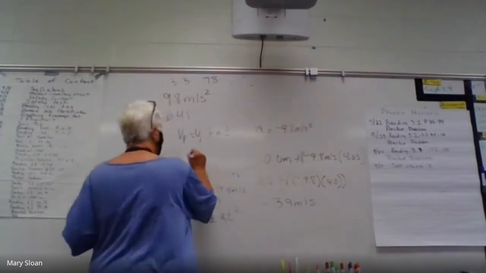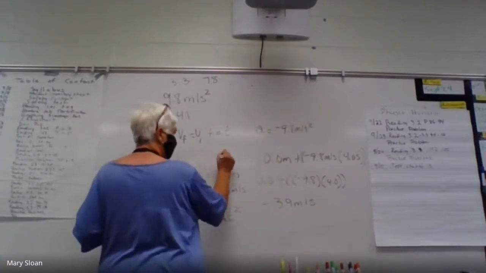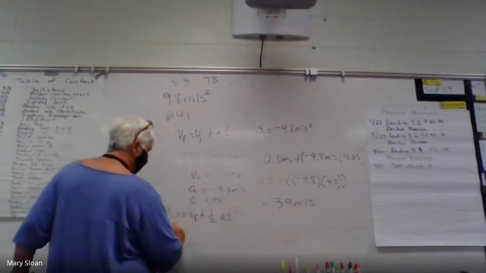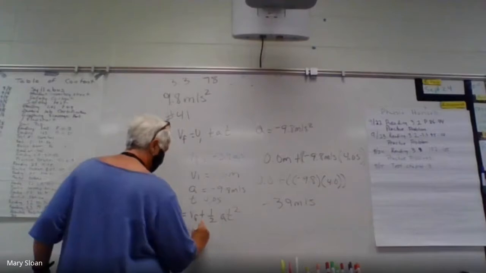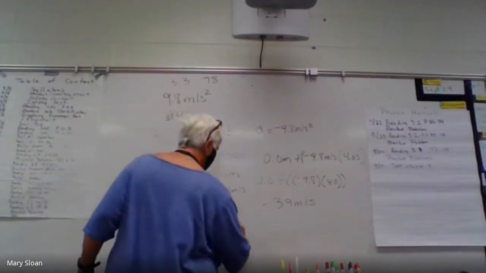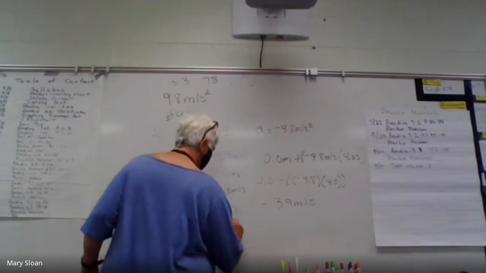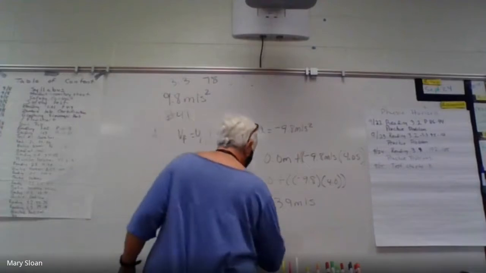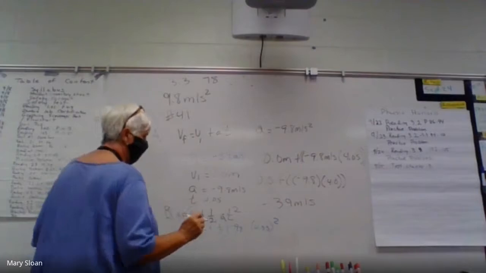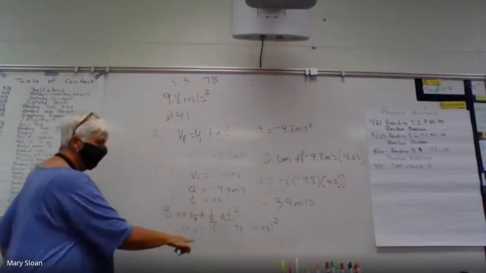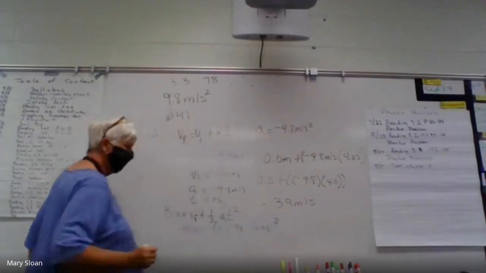So our velocity final was negative 39 meters per second. So we're just going to plug that into here. Plus 1/2 times acceleration, negative 9.8, times time squared. Our time was 4.0 seconds squared. Now, we have to do that all together, don't we?